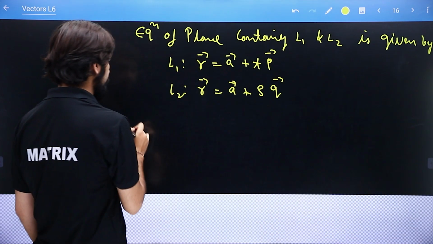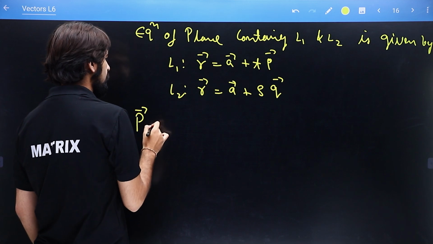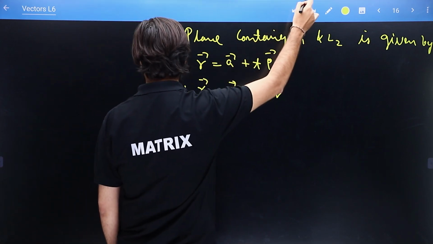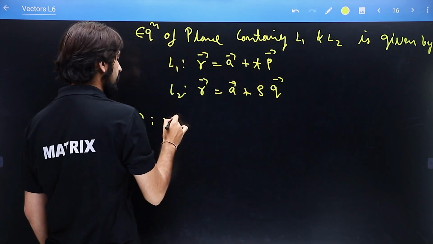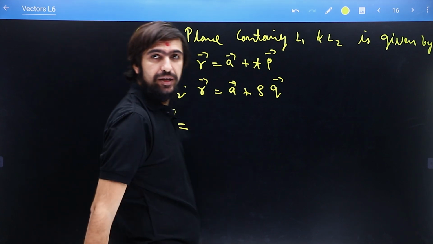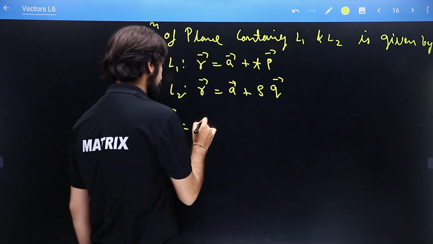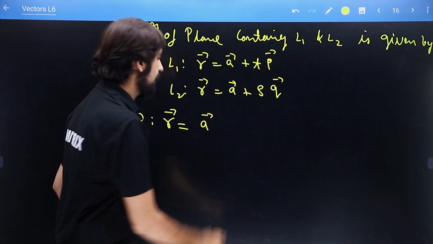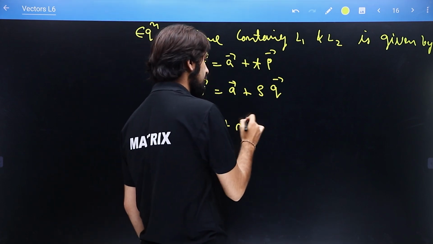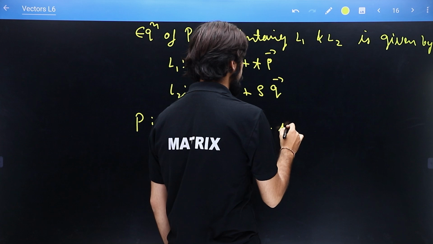So what is the equation of plane? First, you have to write vector R. Vector R represents all the points on the plane. Okay? Then the point of intersection, vector A, you have to write. Then lambda times vector P plus mu times vector Q.